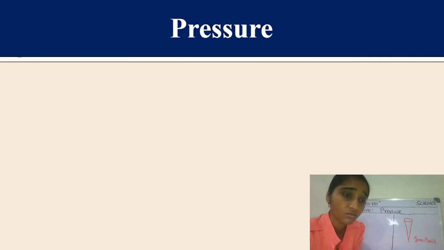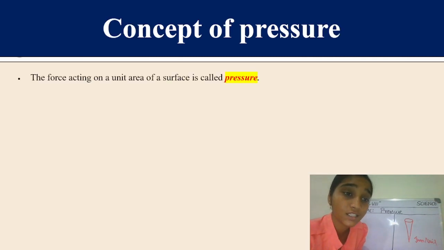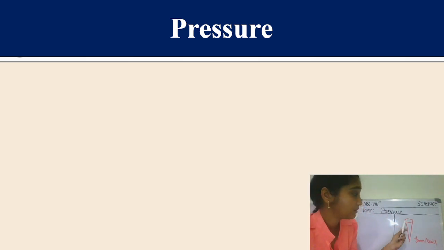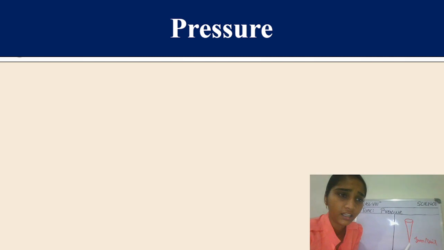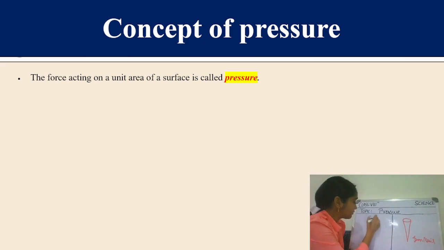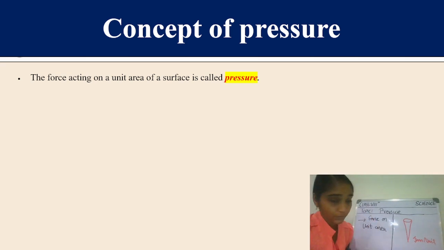We are going to discuss the concept of pressure first. Here you can see the iron nail. Some kind of pressure we are applying on this area. This is the broader area and this is the thinner area. So students, basically the force acting on a unit area of a surface is called the pressure. So you can say that force on unit area is what is called pressure.